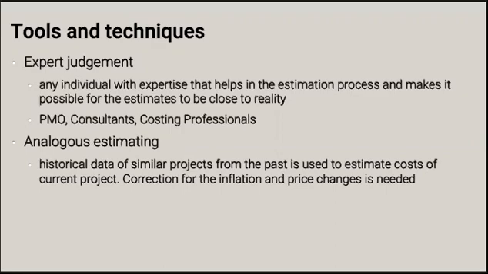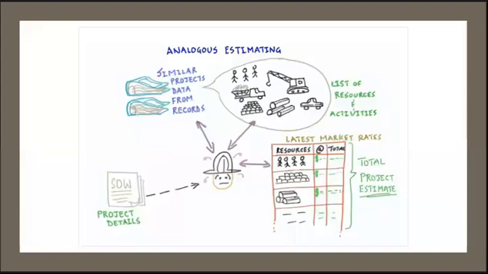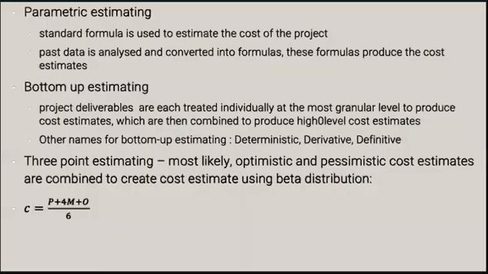So we will look at project details for this project. We will look at a similar project from the past, and then we would use that to estimate the costs for this project. A more accurate way of estimating costs is parametric estimating.